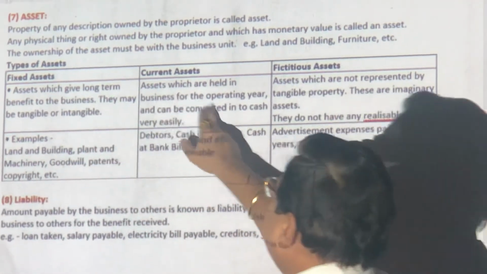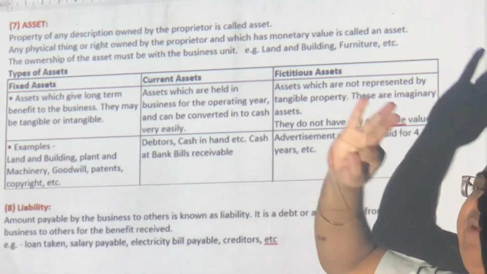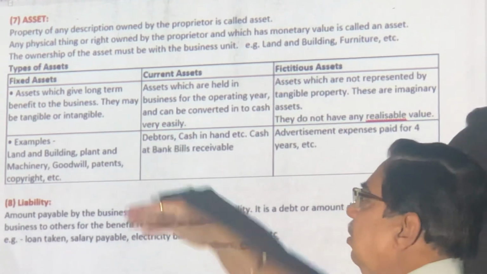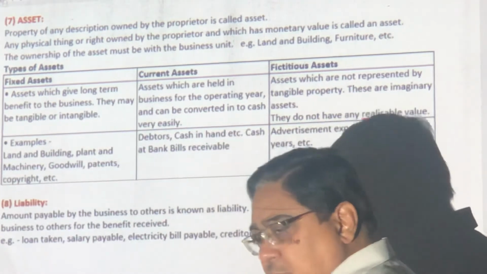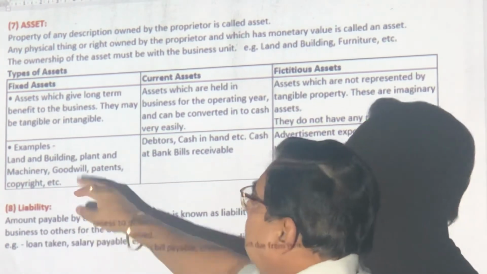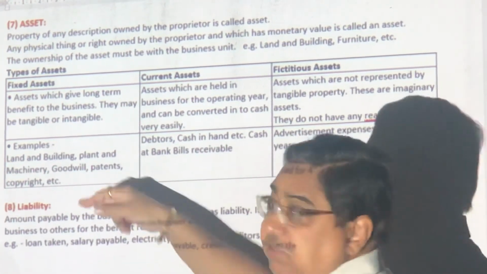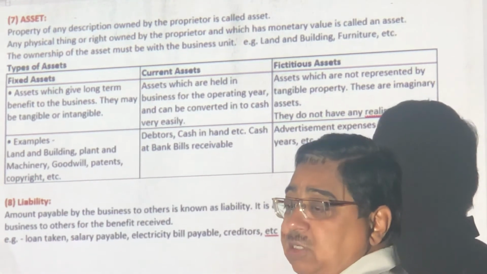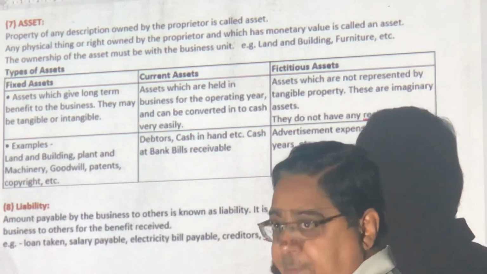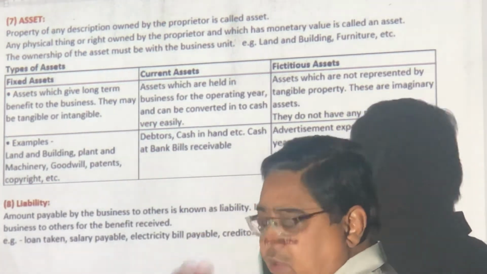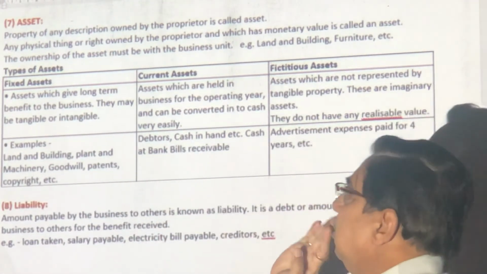Fixed asset, current asset, fictitious asset. 3 types of assets can be studied. Fixed, you can touch. This building, this blackboard, this machine. Okay? Then I have got a license, I have got a license to make this. Now, goodwill, patent, copyright. We get paperwork, we pay fees, we get a stamp. This I can see.